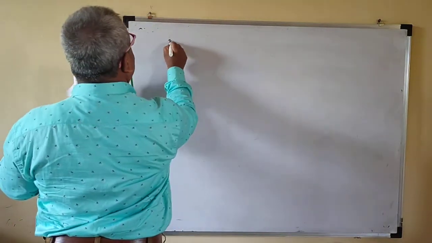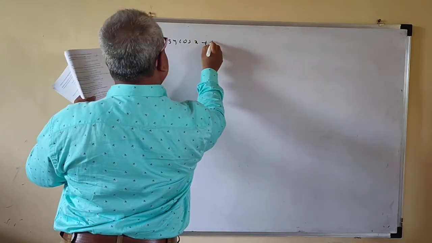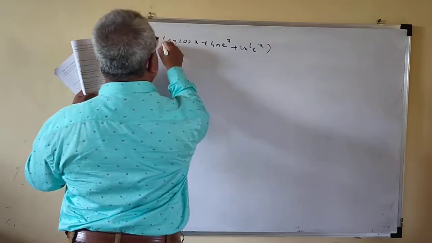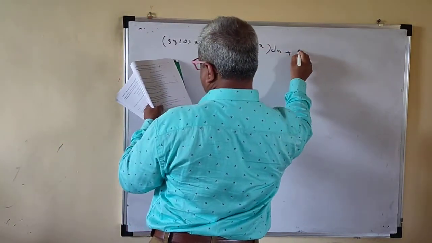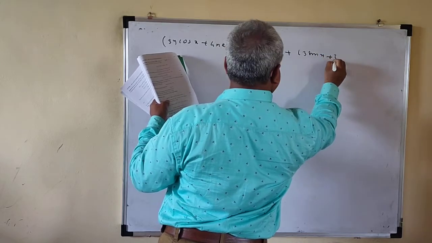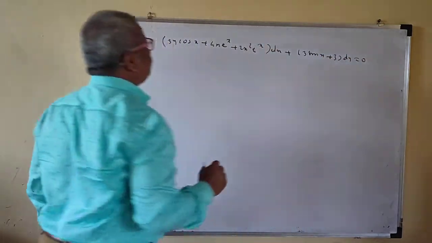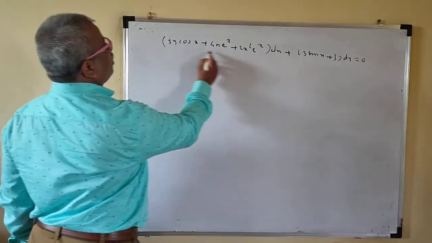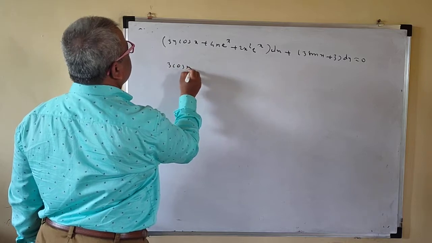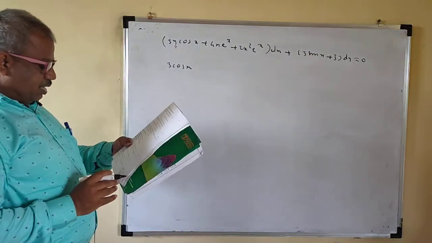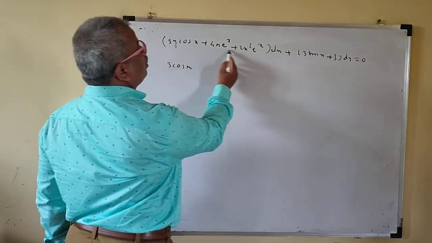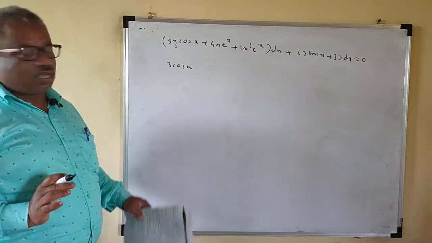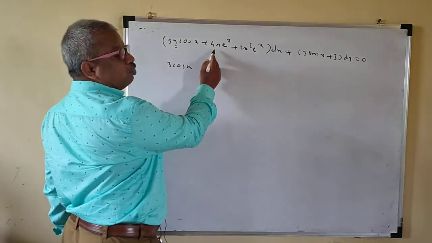Okay. Suppose this is 3y cos x plus 4x e raised to x plus twice x square e raised to x dx plus 3 sin x plus 3 dy is equal to 0. Okay. So this is the equation we have provided. Now we differentiate this with respect to y. So this is 3 cos x. The derivative of y is 1. Here there is no y term. This is purely a function of x and the derivative will be 0. So this is 3 cos x, the partial derivative of M with respect to y.